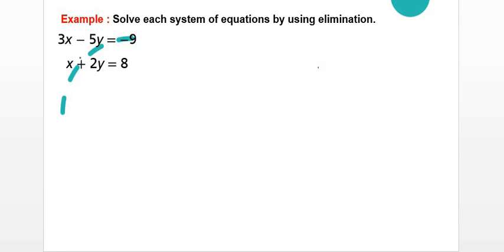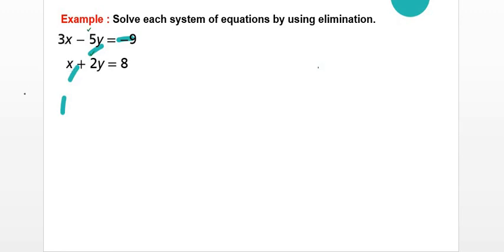Now look at this. If I want to eliminate any of the variable, it should have the same coefficient. Right now, if you look at the coefficient of x, it's 3, and here the coefficient of x is 1. Here the coefficient is 5 for y, and here the coefficient is 2 for y. None of the variable is having equivalent coefficients. How can I make the coefficients equal? Now what we are going to do, we are going to multiply the whole equation, any of those, sometimes both and sometimes only one of the equation, to make the coefficients similar.